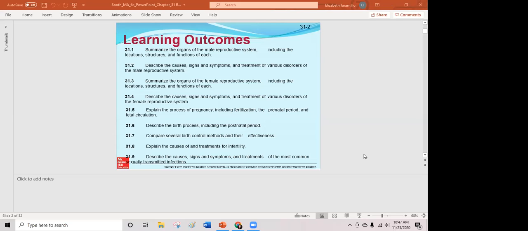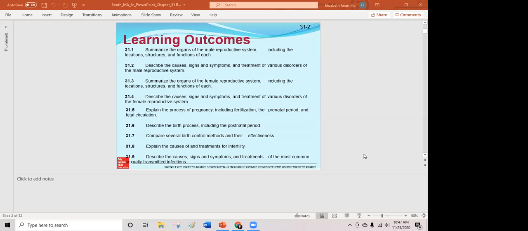We should be able to explain the process of pregnancy, including fertilization, the prenatal period, and fetal circulation. Describe the birth process, including postnatal period. Okay, so what happens during the birth process and what happens directly after.